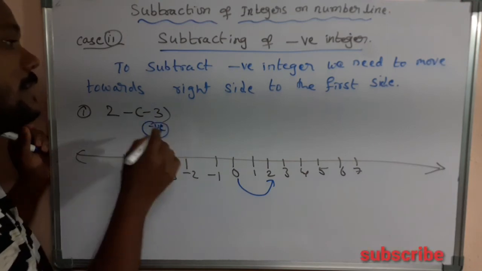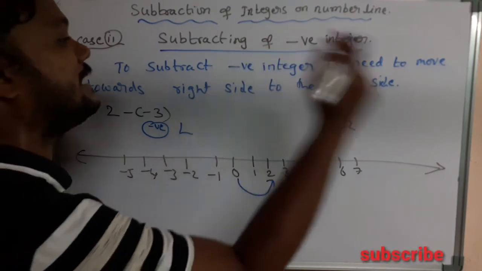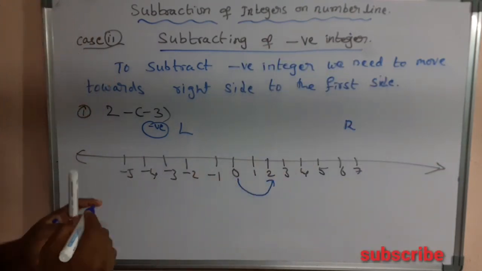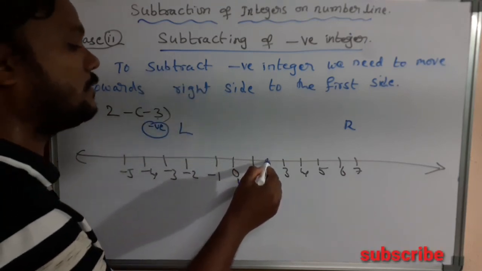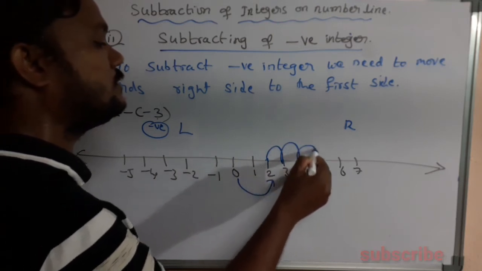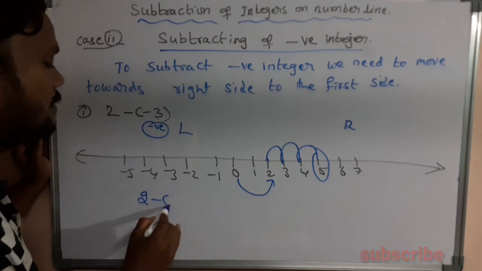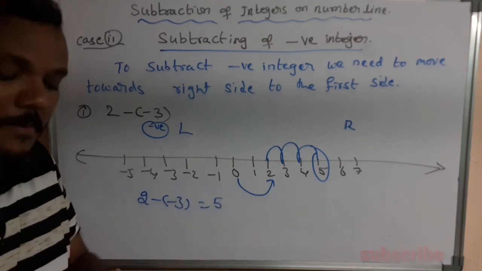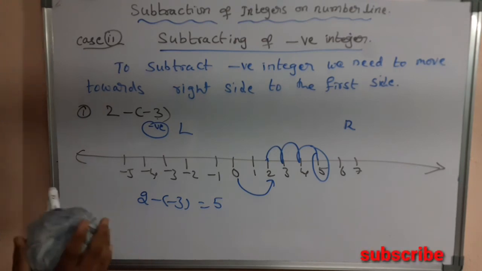To subtract a negative integer, which side do we need to go, towards the right or left? Towards the right. From the 2, we need to go towards the right. How many steps? As the second number is 3, go 3 steps to the right from the 2. 1, 2, 3. At the third step we reach 5. That means 2 minus negative 3 is positive 5. Okay, let us see one more example based on subtraction of negative integers.